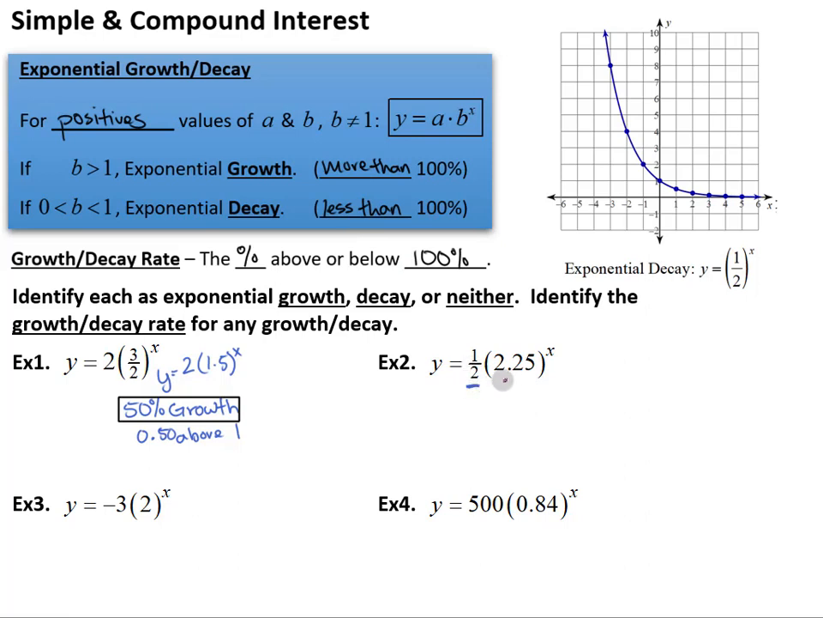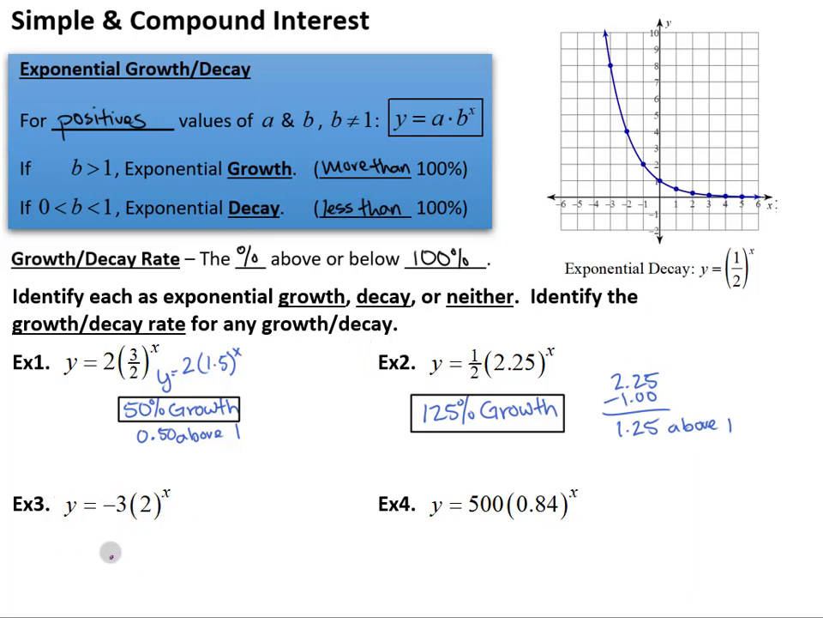Okay, let's try number 2 here. First, let's check that a and b are both positive values, and they are, and that my base is not 1. Okay, good. So now we know it does represent either growth or decay. And obviously looking at my number, we're above 1, right? So I can tell right away this is definitely growth. And then how far is my base above 1? Well, if you subtract 1, we are 1.25 above 1, which means we actually have a 125% growth rate. This is growing very, very quickly.